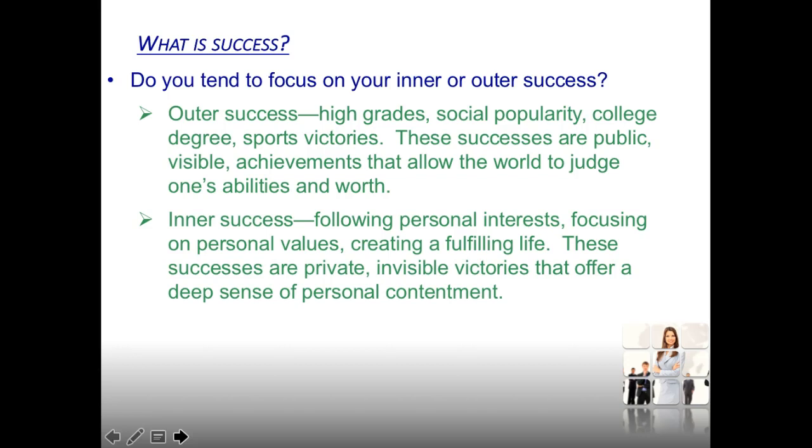When we refer to outer success, we're talking about those things that are public, visible achievements. These items allow the world to judge one's ability and worth by the material goods we display. So if we define success by looking outward, we look for the visible clues, such as a nice house, an expensive car, stylish clothes, popularity or fame, and other items to determine if someone is successful. Furthermore, we often feel that we must also possess those types of items to be successful in our own lives.